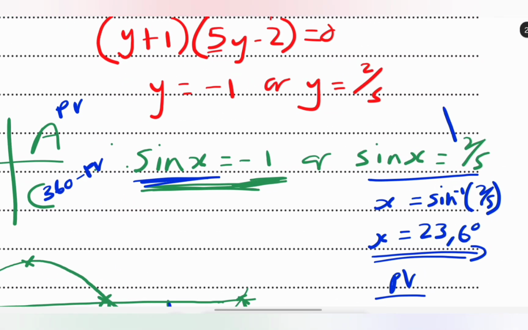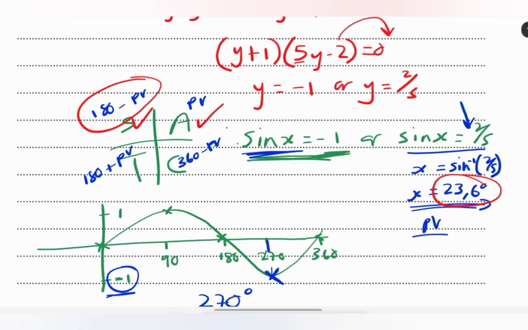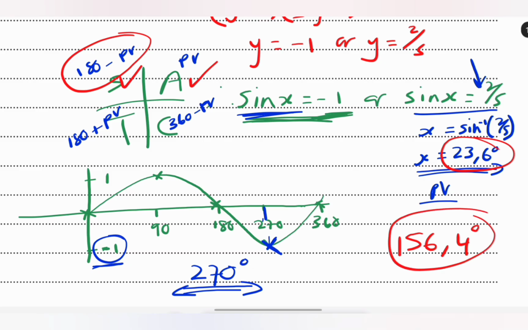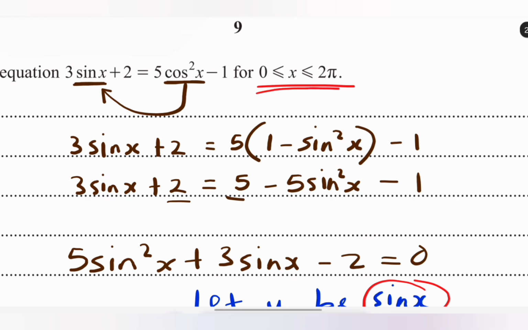Now for this, we can see that sine is positive because 2 over 5 is positive, and sine is positive in the first quadrant and the second quadrant. So we're going to take the principal value to be one of our answers, and to get the other answer we're just going to say 180 minus the principal value, and that gives us 156.4. So our three answers will be 270, 156.4 and 23.6.